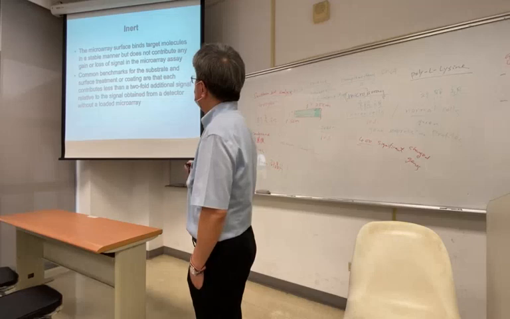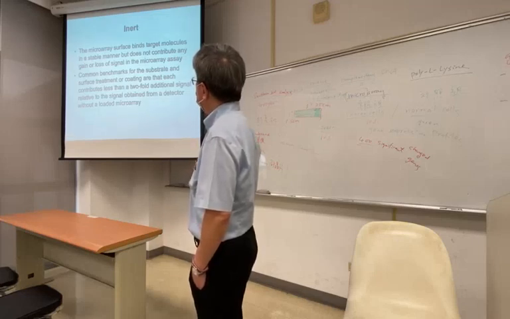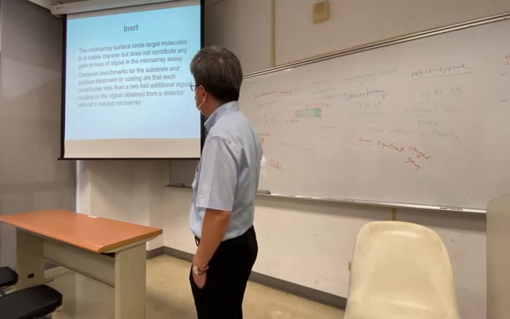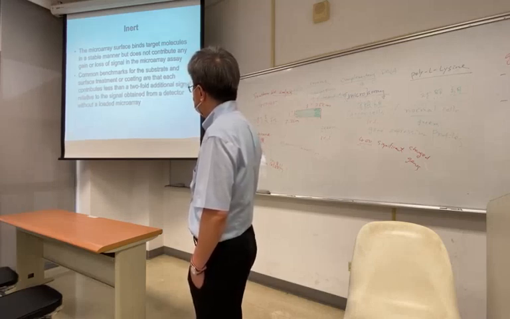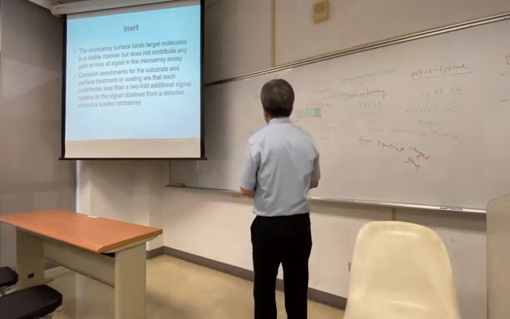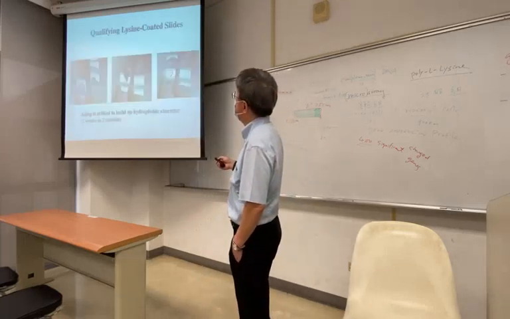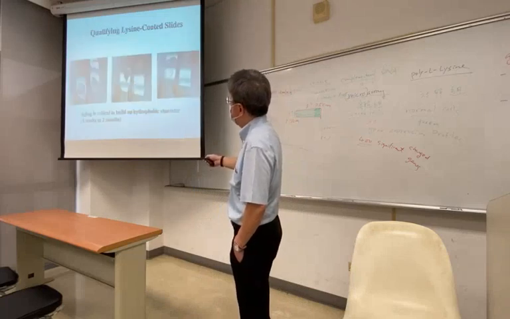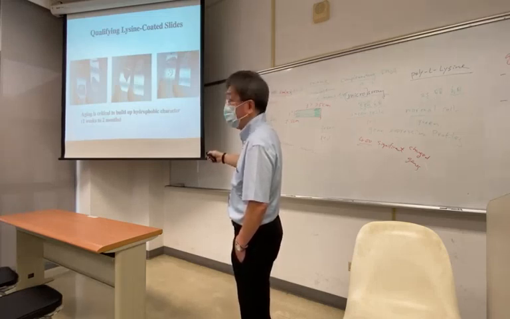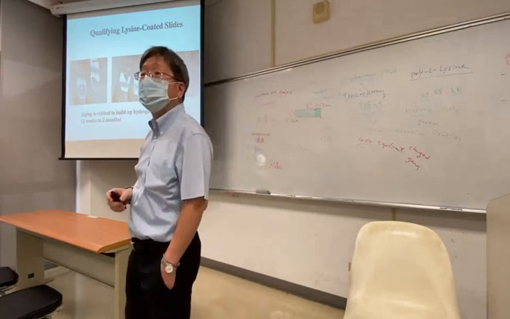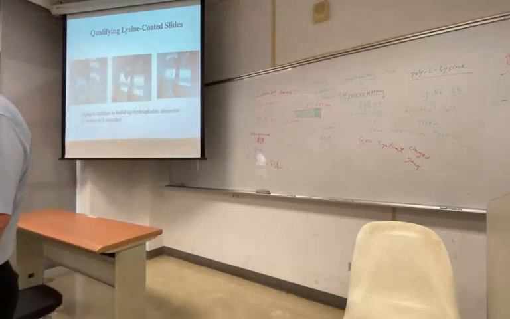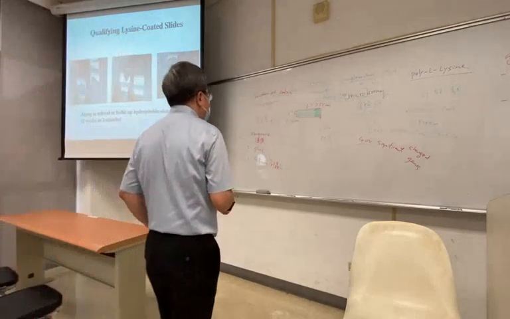Okay? So, the bench flow. The substrate and the surface treatment or coating should each contribute less than a twofold additional signal relative to the signal obtained from a detector without a loaded microarray. So that means, regardless of what kind of surface treatment, for example, if you use lysine on the surface, it doesn't contribute too much compared to without lysine. Is that clear? Right? So the chemical you use cannot contribute to the signal, because that means it will have a higher background.